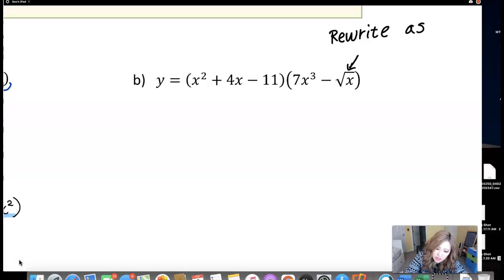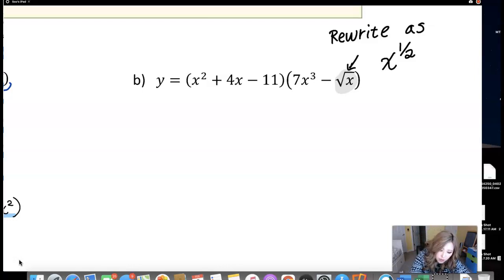as x to the 1/2 power. Remember we talked about that in class. How if you have a square root, we can write it as x to the 1/2 power. If you have a cube root, we can write it as x to the 1/3 power. But we want to do that so that we can use the power rule. Okay? All right, let's go ahead and list.